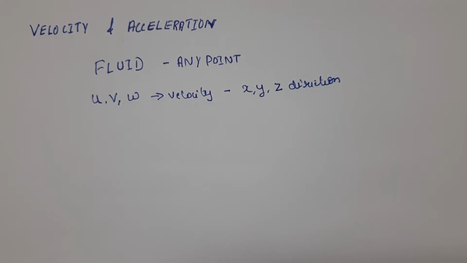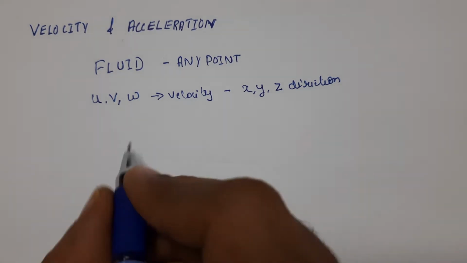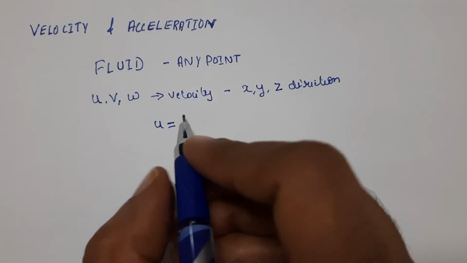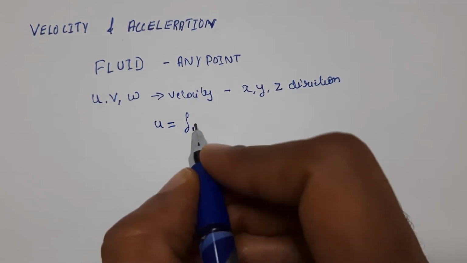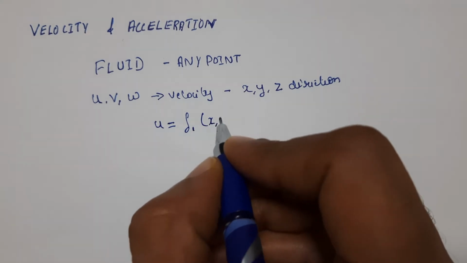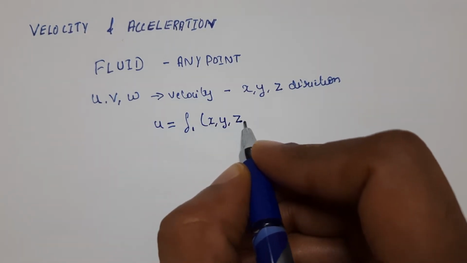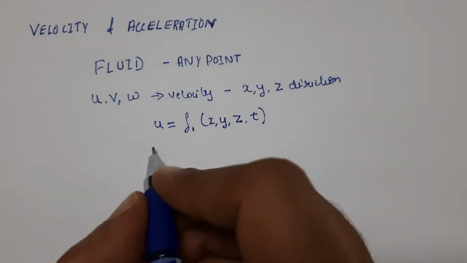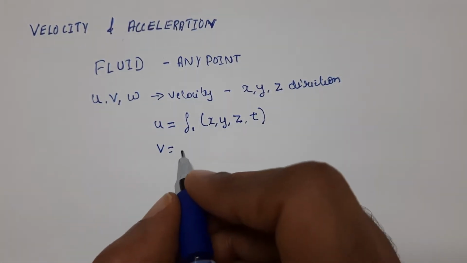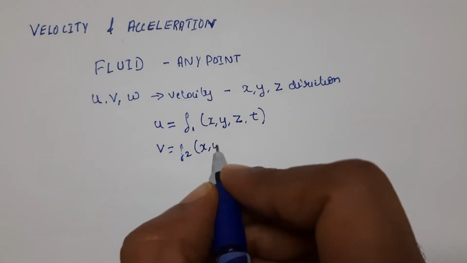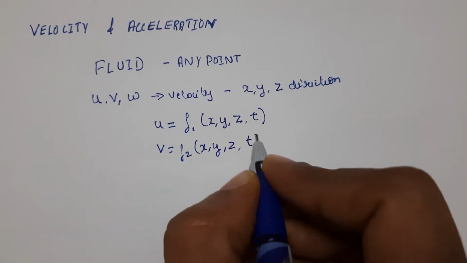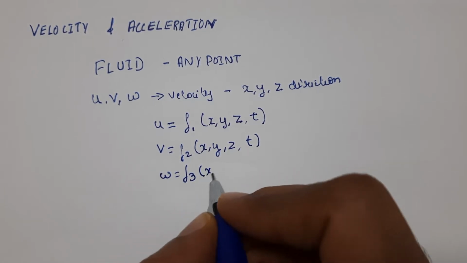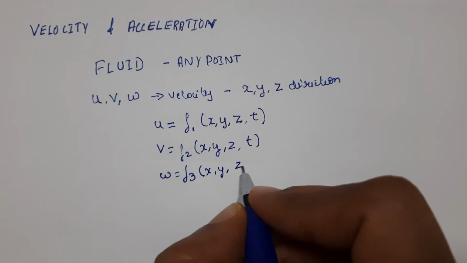So what we can write down is u is a function f1 of x, y, z and t. v can be written as f2 of x, y, z and t, and w can also be written as a function of x, y, z and t.